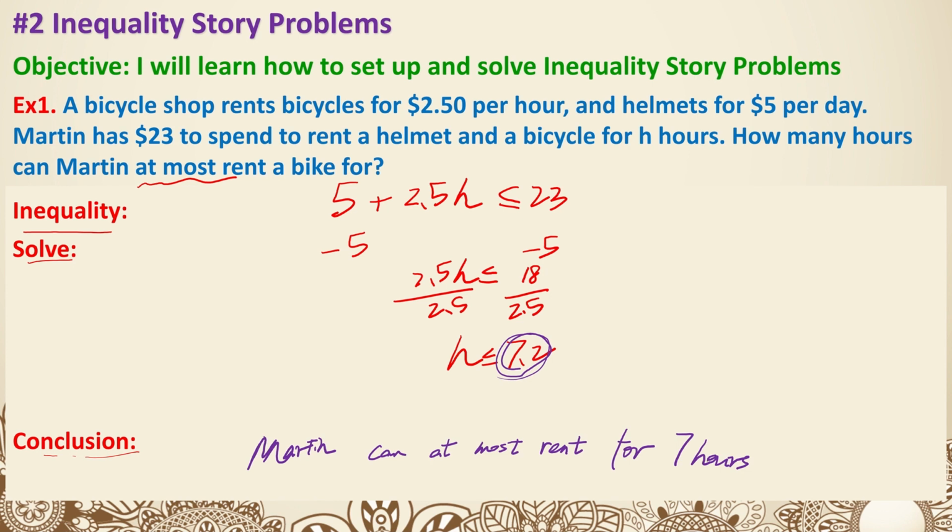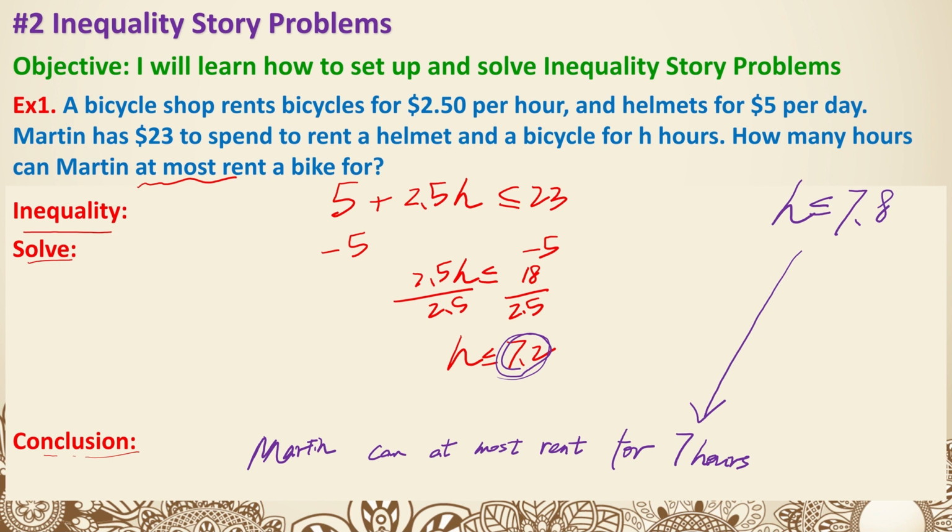Some of you might be like, oh yeah, that totally makes sense because 7.2 rounds to 7. Not exactly. Let's say you got an answer h is less than or equal to 7.8. Well, if you say it's going to be 8 hours, my question is, for that extra 0.2 hours, where is Martin going to have the money to pay for that? Martin only has $23. There's no way he can pay more than that, which is why even if it's h is less than or equal to 7.8, it still needs to be concluded as 7 hours.